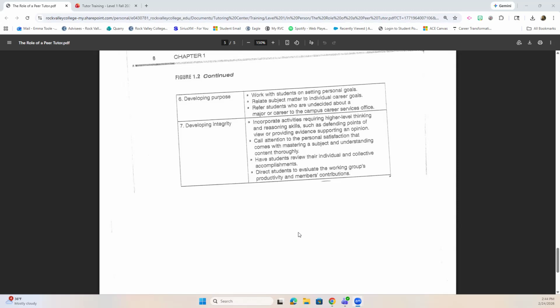Incorporate activities requiring higher level thinking and reasoning skills, such as defending points of view or providing evidence supporting an opinion. Call attention to the personal satisfaction that comes with mastering a subject and understanding content thoroughly. Have students review their individual and collective accomplishments. Direct students to evaluate the working group's productivity and members' contributions.